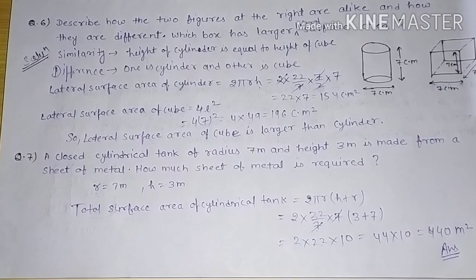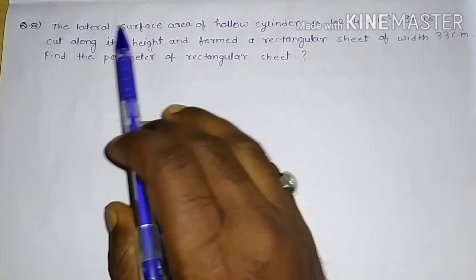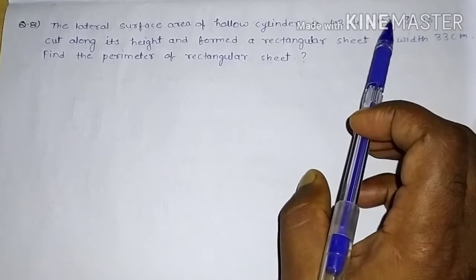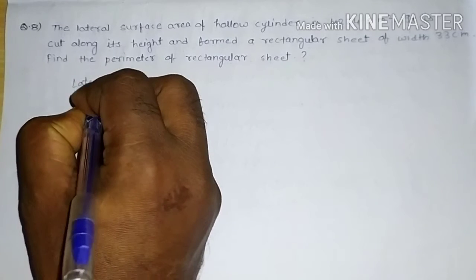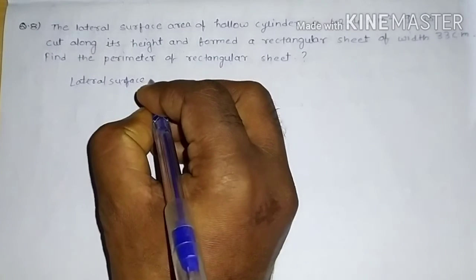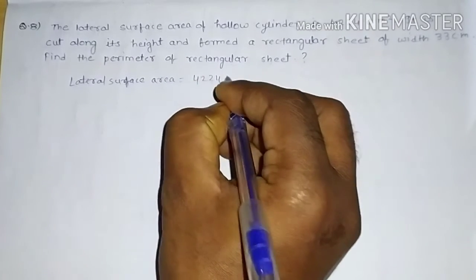Now it's clear. So this is the complete explanation of question number 7. Now the next question, that is question number 8. Question number 8. The lateral surface area of a hollow cylinder is 4224 centimeter square. Now lateral surface area is given here.